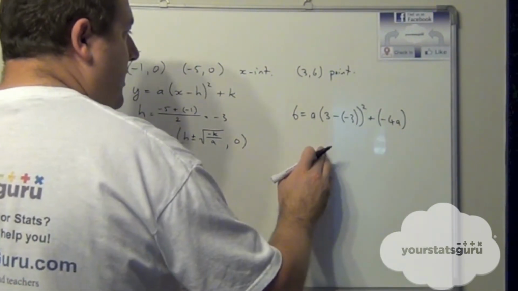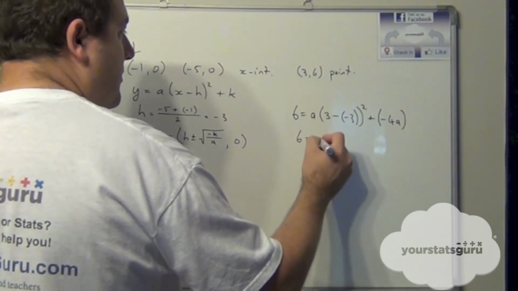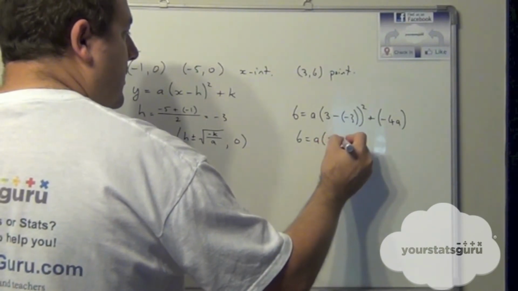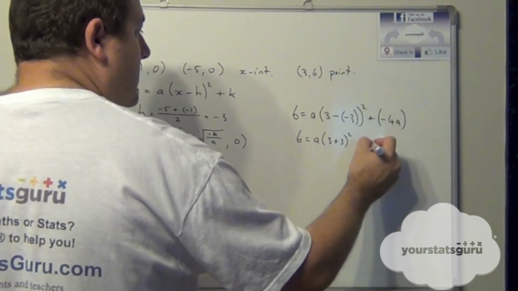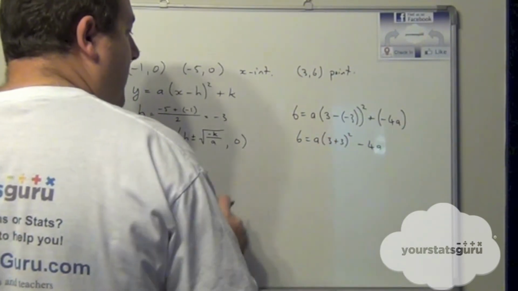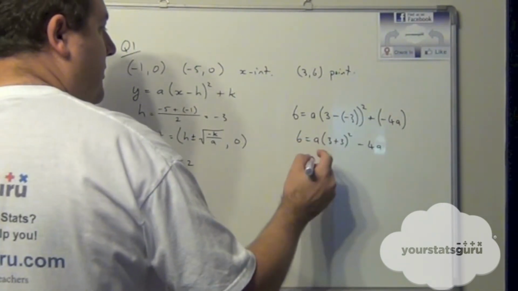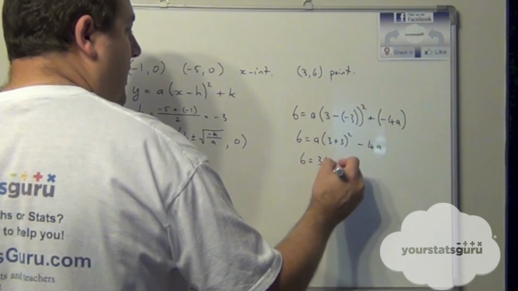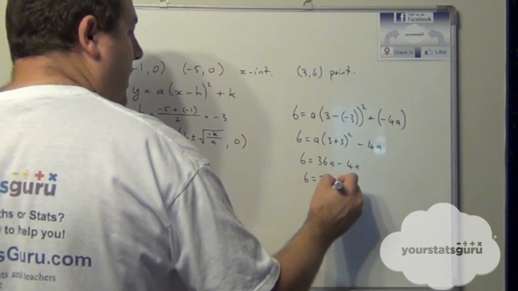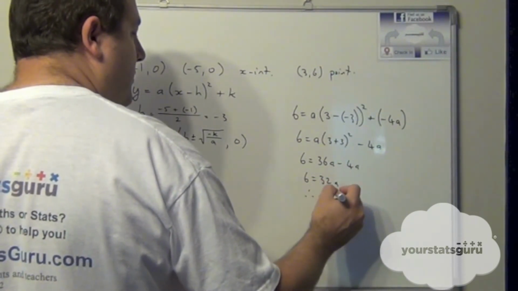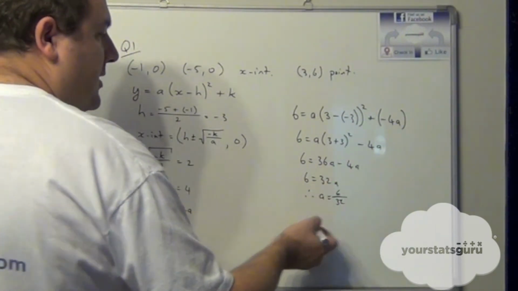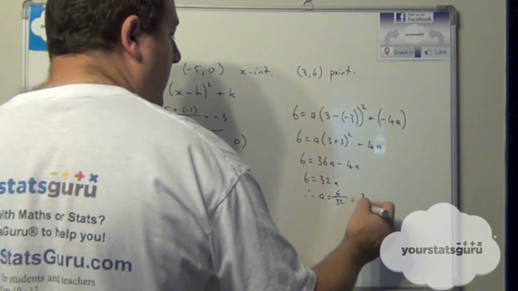So then if we expand all this out, we get that 6 is equal to a outside of (3 plus 3) squared minus 4a. 3 plus 3 is 6, 6 squared is 36, so we have 6 is equal to 36a minus 4a, so therefore 6 is equal to 32a, and therefore a is equal to 6 over 32. Of course we can simplify this as being 3 over 16.